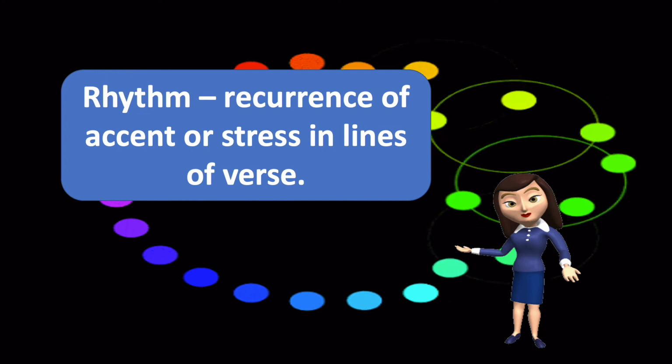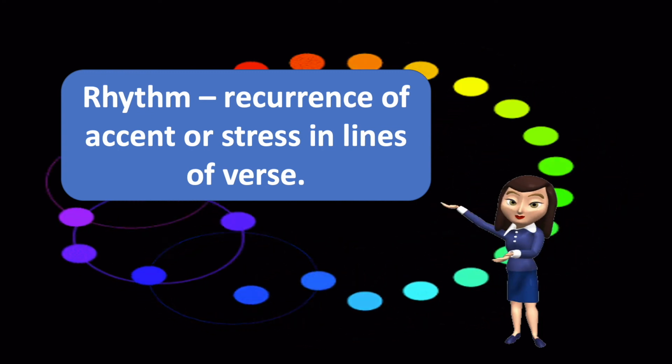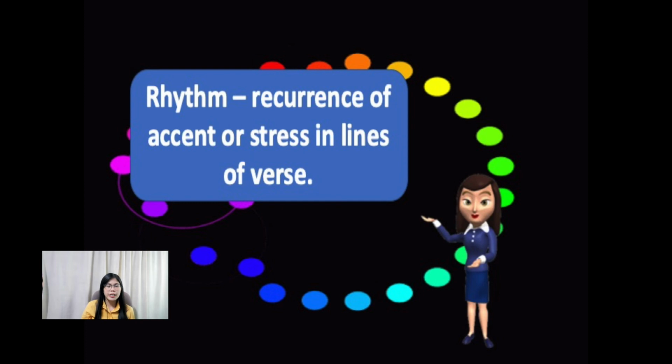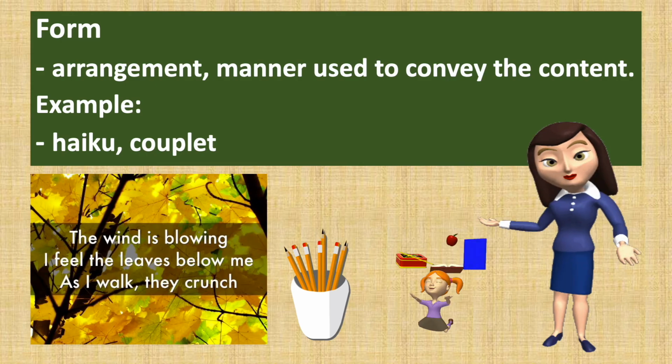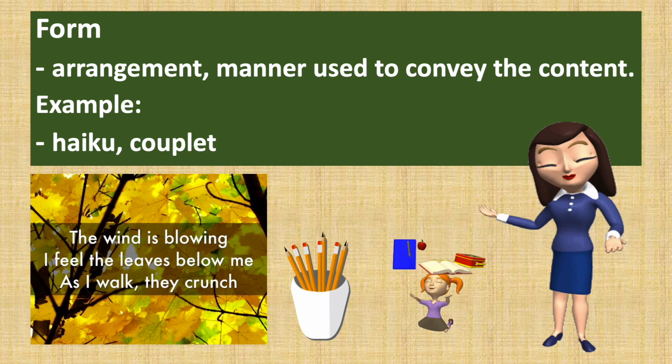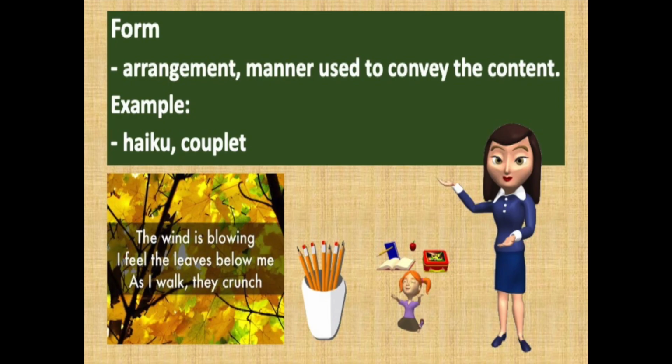Next is the rhythm. Rhythm is the recurrence of accents or stress in the lines of words. It can be described as the beat and pace of a poem created by the stressed and unstressed syllables. Next is the form. Form is the arrangement or manner used to convey the content. It pertains to the outside look of a poem. Example, haiku. A haiku has 3 lines with 17 syllables. Another example is couplet. It is a poem with 2 lines.